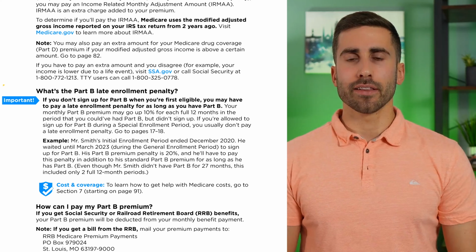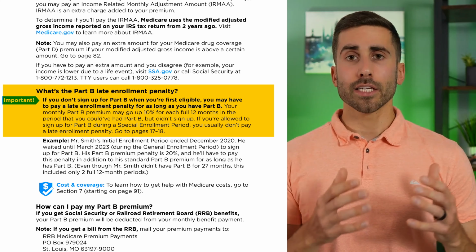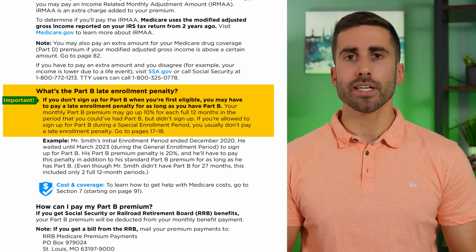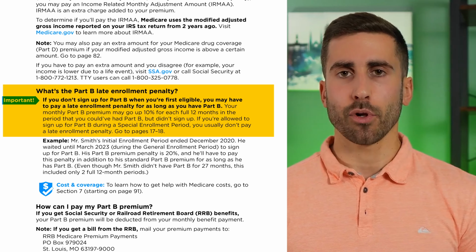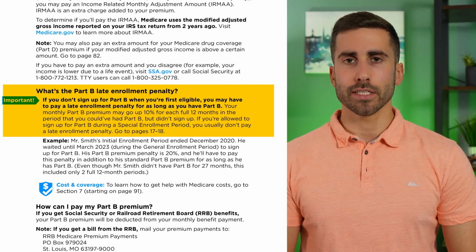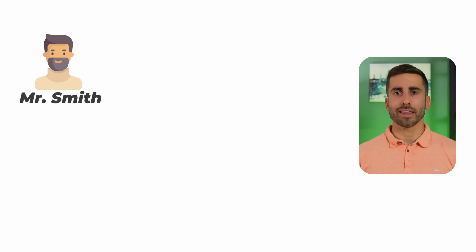Medicare.gov explains that if you didn't enroll in Part B when you were first eligible and you don't have access to a Medicare Part B special enrollment period, normally due to leaving active employer coverage, your monthly premium for Part B might go up 10% for each 12-month period you could have had Part B but did not sign up. But what does this actually mean in real life? Let's use Mr. Smith as an example.